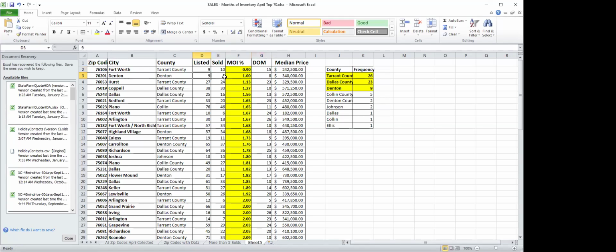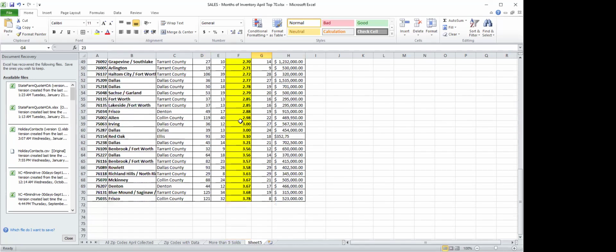Let's look at this one. 9 homes are available for sale and 9 sold. Again, what does it tell you? As soon as you put your property on the market, it sells within about a week. This is one in Denton. Let's look at this zip code: 27 properties on the market, 24 sold. Very good ratio, 23 days on average on the market.